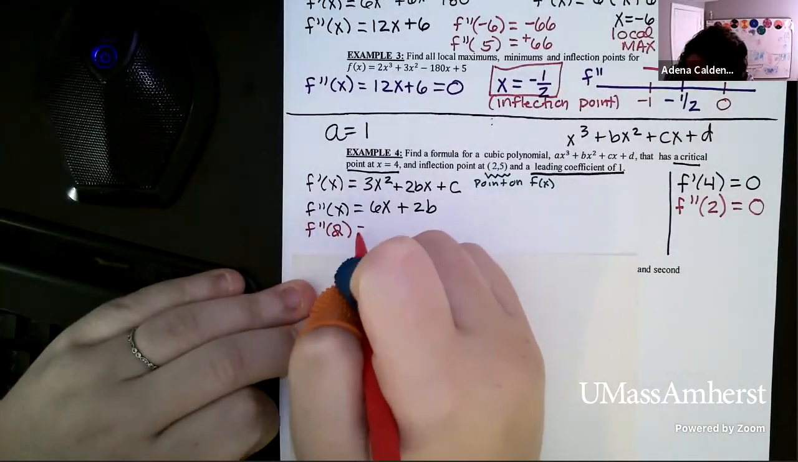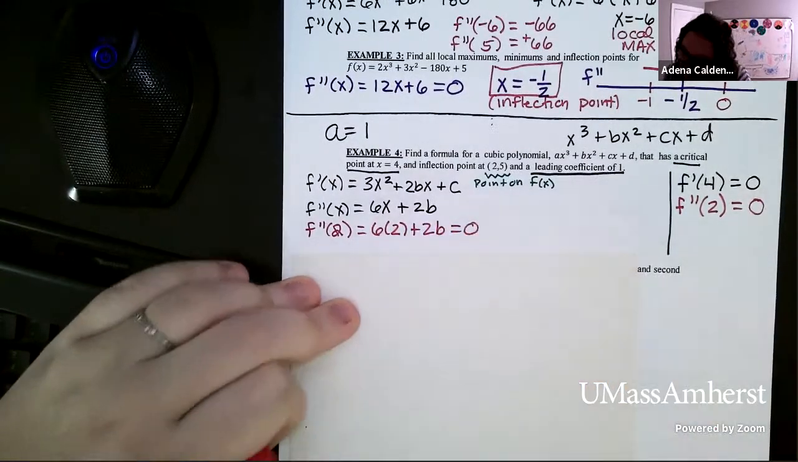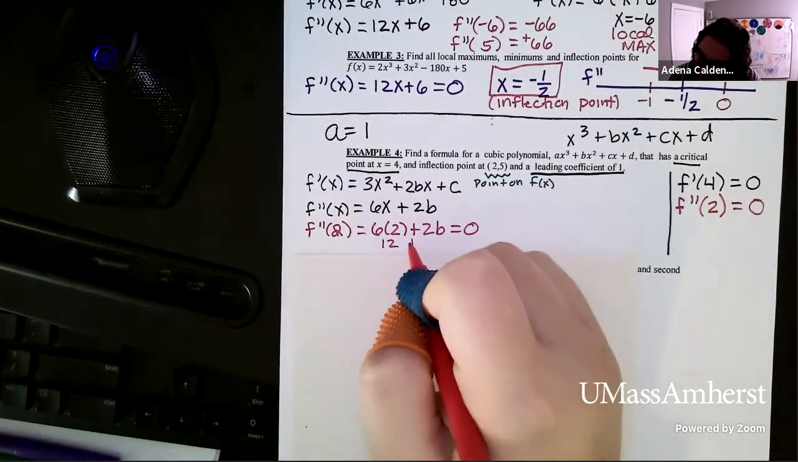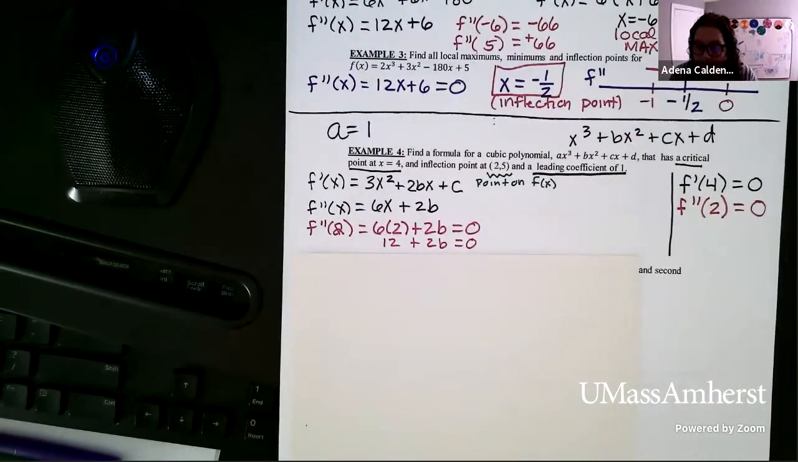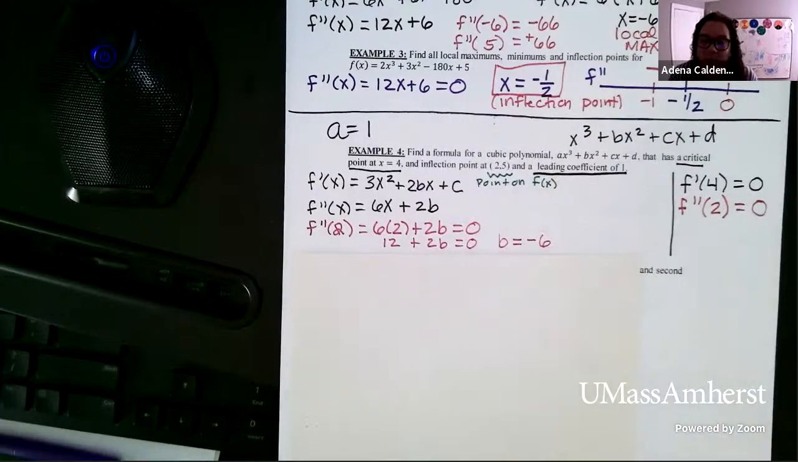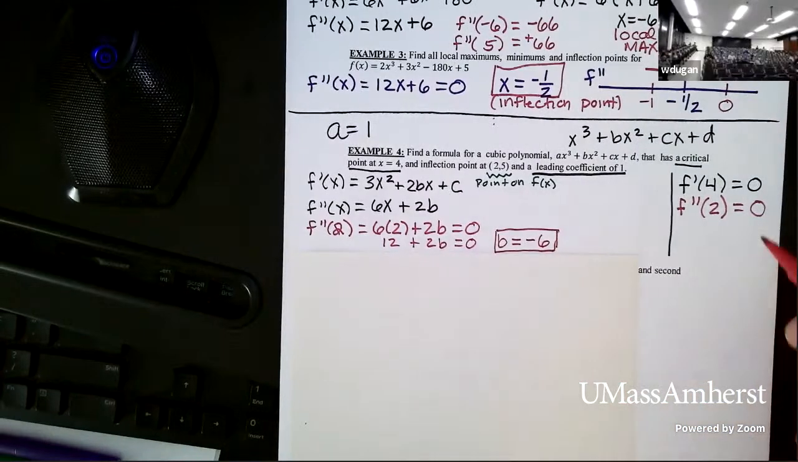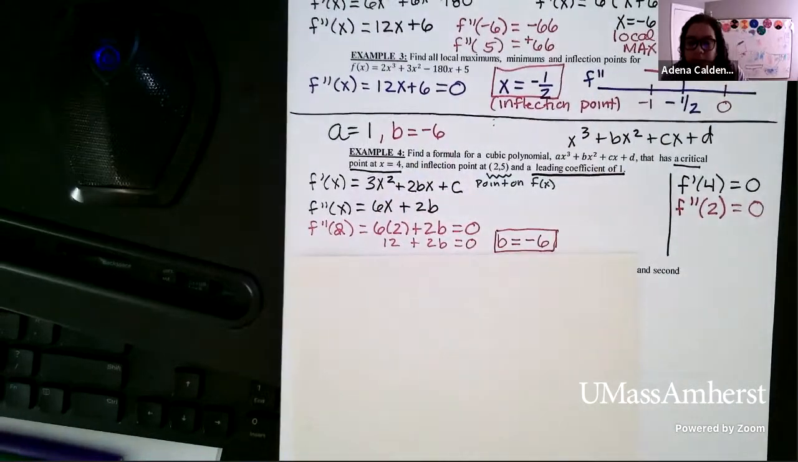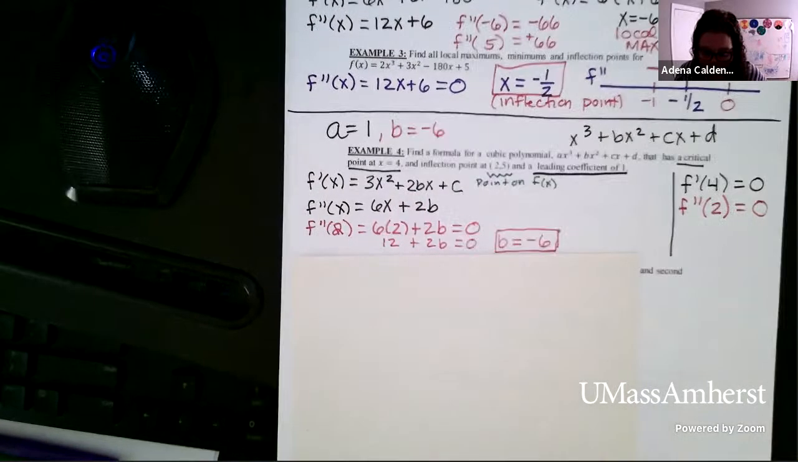So if I were to plug that in, so f double prime of 2, I'm going to get 6 times 2 plus 2b has to equal 0. So now I can solve for b. So I have 12 plus 2b equals 0. If I bring the 12 over and then divide by 2, that's going to give me that b equals -6. So because there was only 1 unknown, starting there was really helpful. So I'm going to add this to my list. B equals -6.